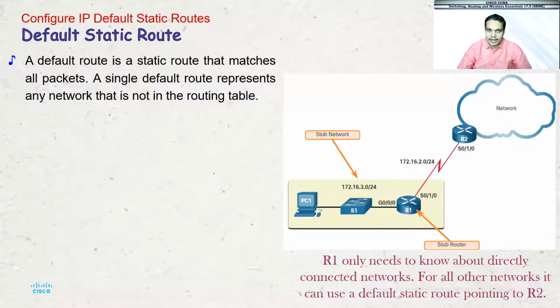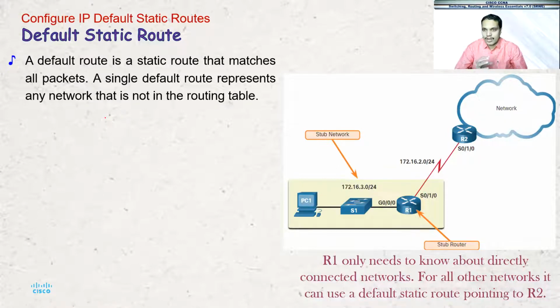Now, what do you mean by a static route? A default route is a static route that matches all packets. I told you that a static route is nothing but a route that is manually configured by a network administrator to reach a remote network. Then what do you mean by a default static route? A default static route is one which matches all packets.